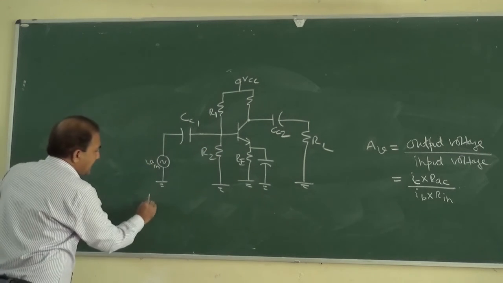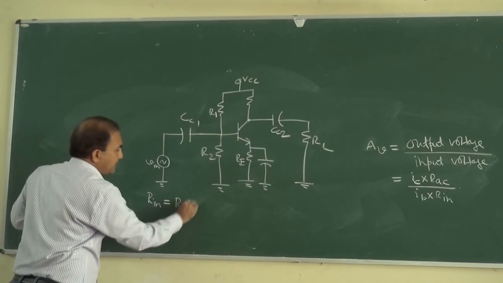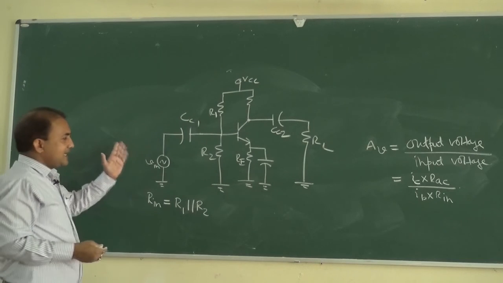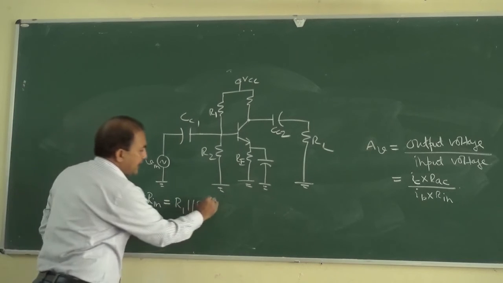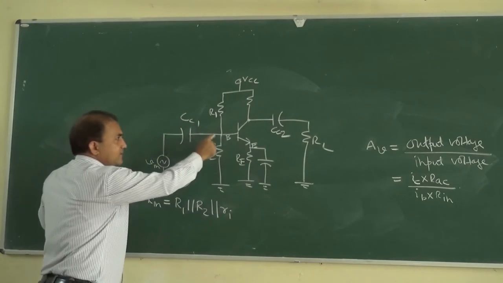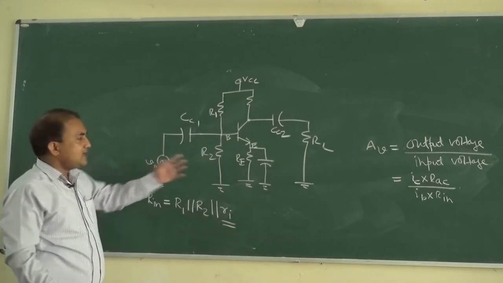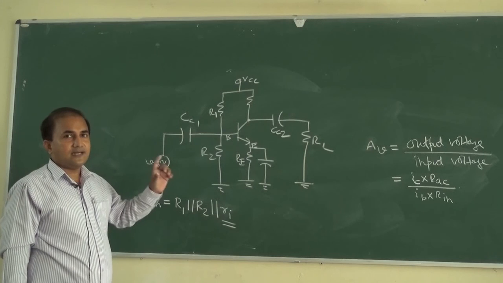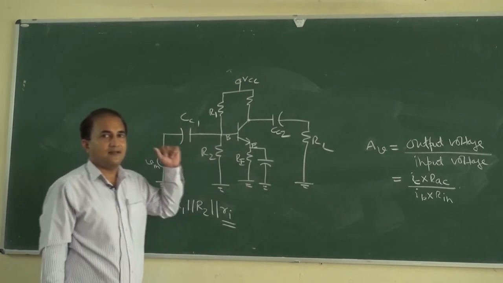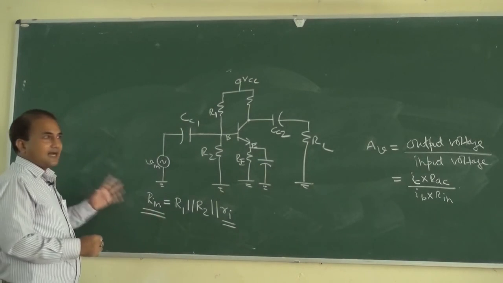So what is Rin? Rin will be equal to R1 in parallel with R2 in parallel with Ri, because in AC analysis it is R1 in parallel with R2 in parallel with Ri. This is the base and emitter, which is in forward bias. So in forward bias Ri is very small. Ri is the input resistance of the base emitter junction in forward bias condition. So in this way we can determine Rin.